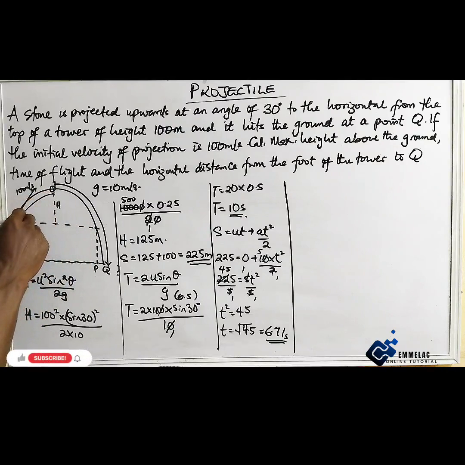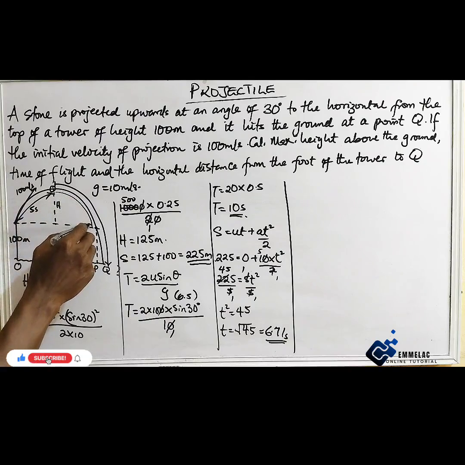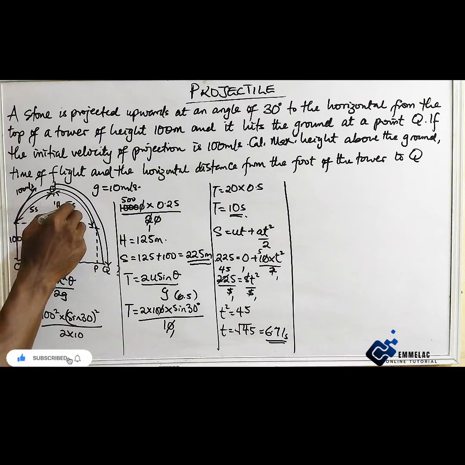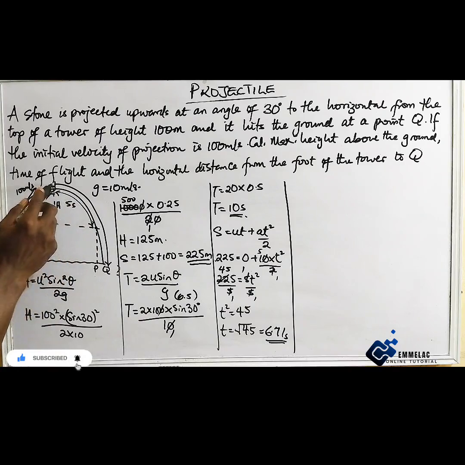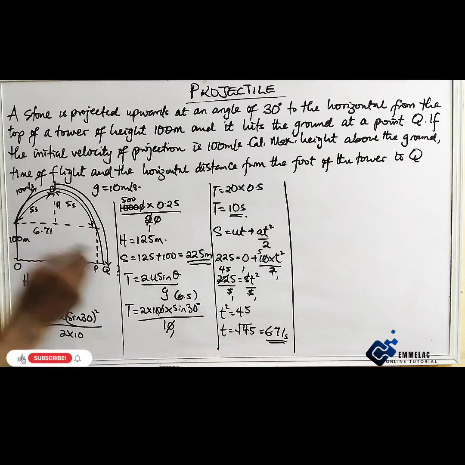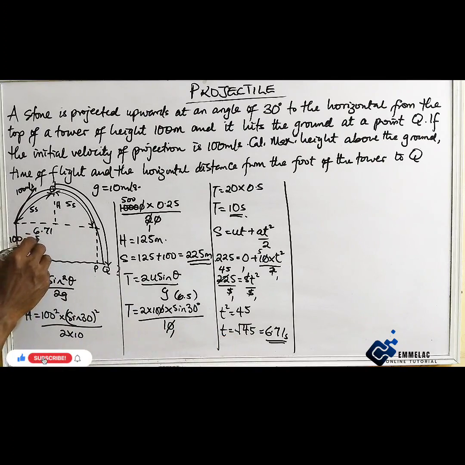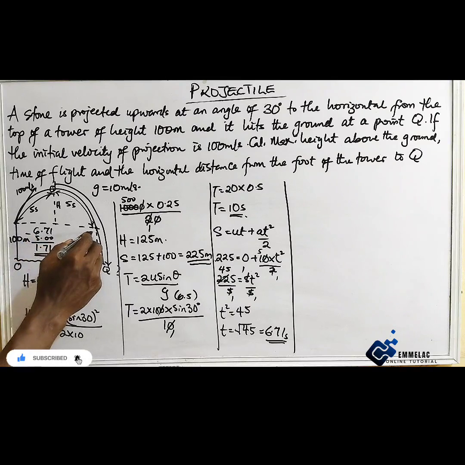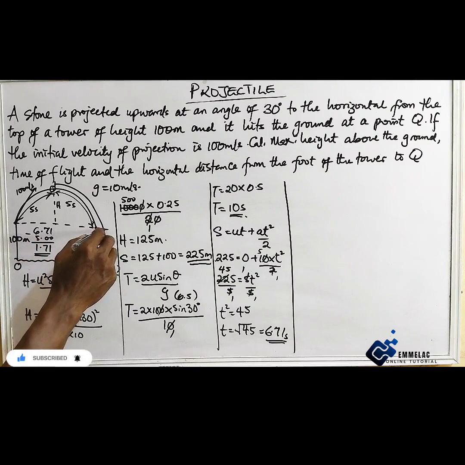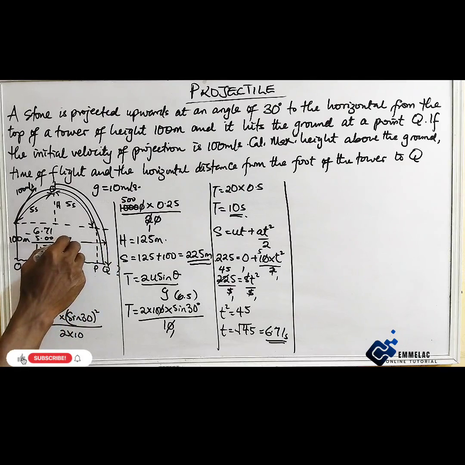So from here to here is 5 seconds, and from here to here is 5 seconds. Now if from here to here is 5 seconds and from here to here is 6.71, we can now say 6.71 minus 5.00, so here we have 1.71 seconds. So the time taken from this place to this place is 1.71 seconds. Now let's take note of this.